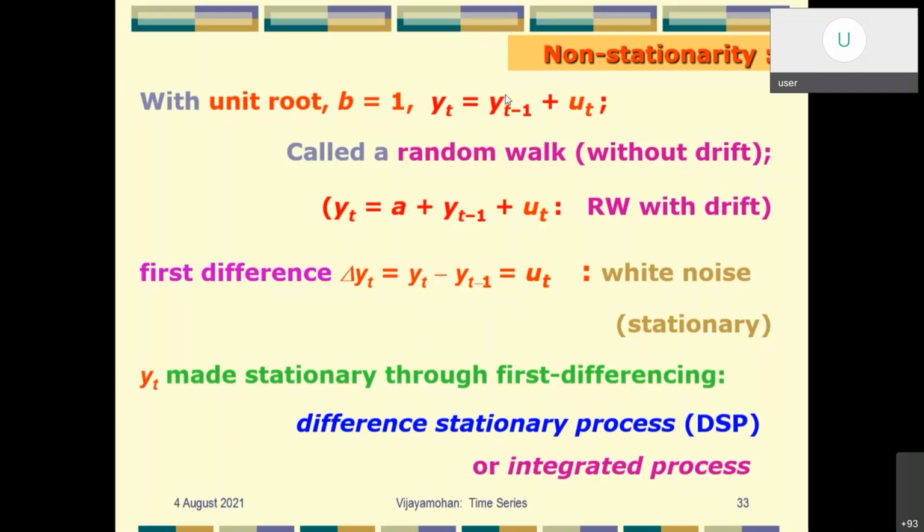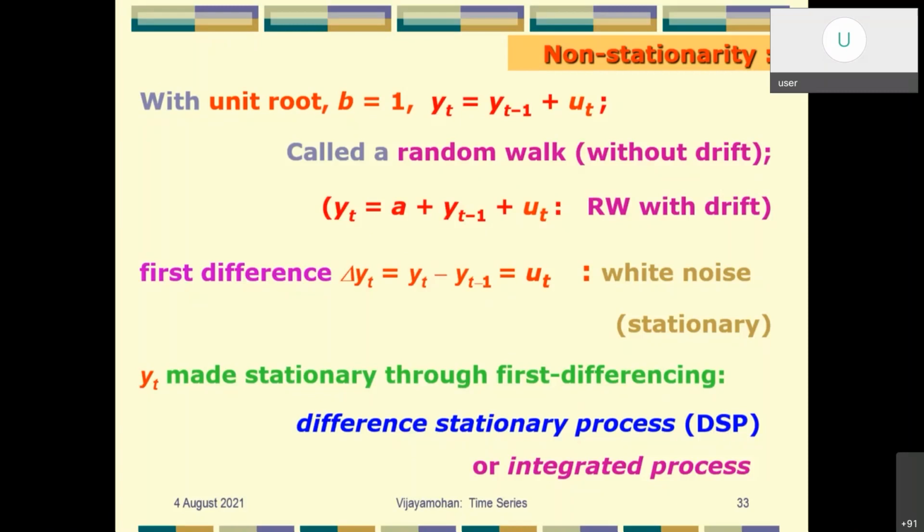So here, yt is made stationary through first difference. If we have a higher order of lag, then we can have a higher order of difference. Now, since yt is made stationary through first differencing, this random walk process without drift, or even with the drift, is called a difference stationary process or DSP. We call a random walk or a non-stationary process a difference stationary process because we can make it stationary through differencing.